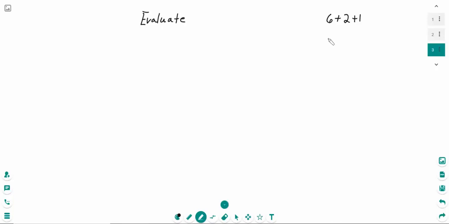The value is the simplification of this. It's where we write it as one numeral, not as a bunch of numerals with operations between them. So here we could say 6 plus 2 is 8, 8 plus 1 is 9. The value of this expression is a 9. All right, so this is our value of the expression. This is the expression. And again, in this case, this is a numerical expression, and this is our value.